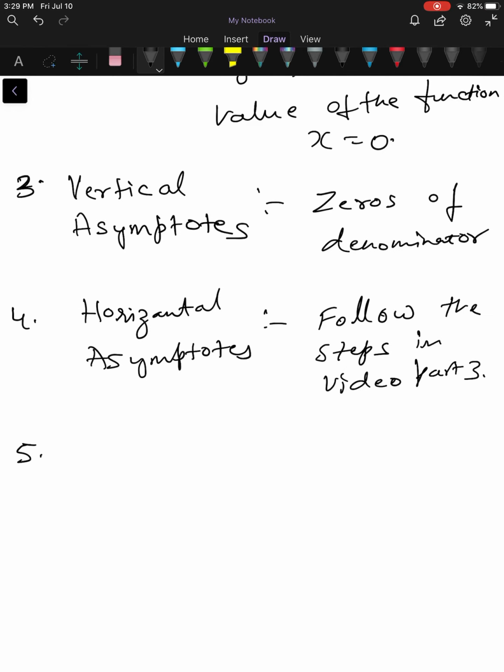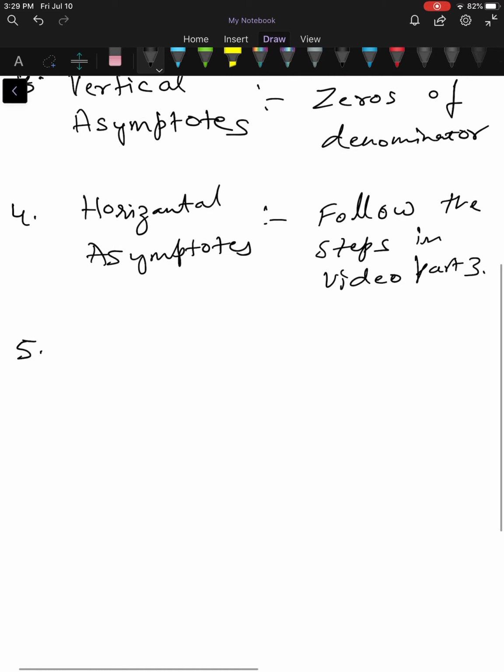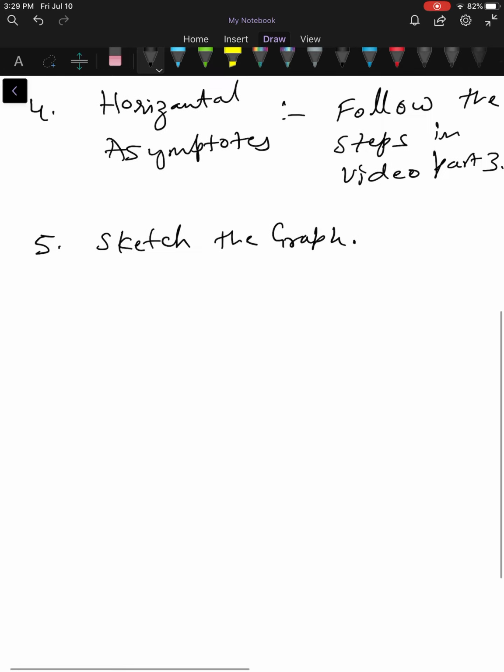Fifth one, sketch the graph. Graph the information provided by the first 4 steps and then plot as many additional points as needed to fill the rest of the graph of the function. Okay, so let us do this. I will take an example. So the final step is just to sketch the graph. Let us follow these steps and start graphing the function.